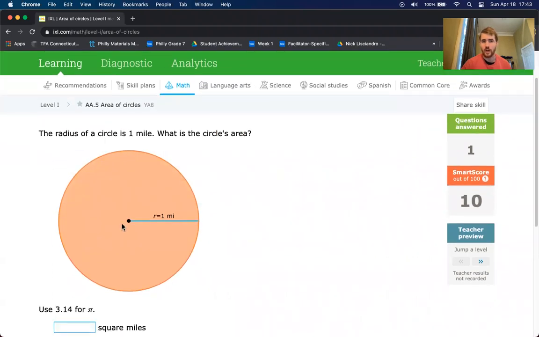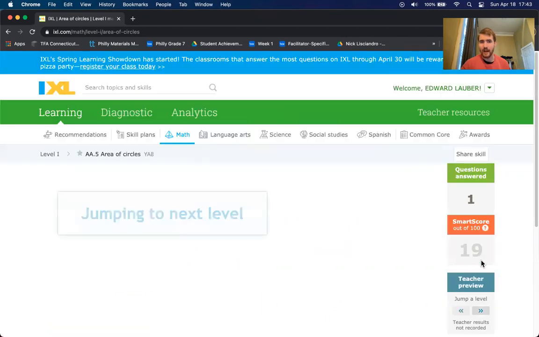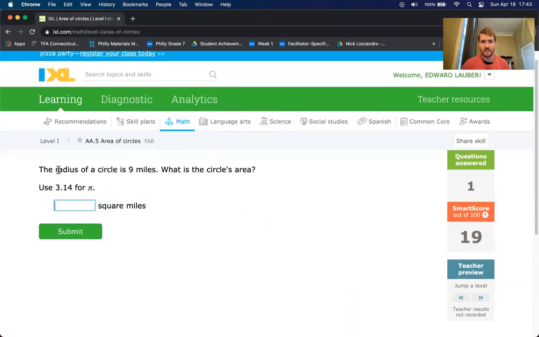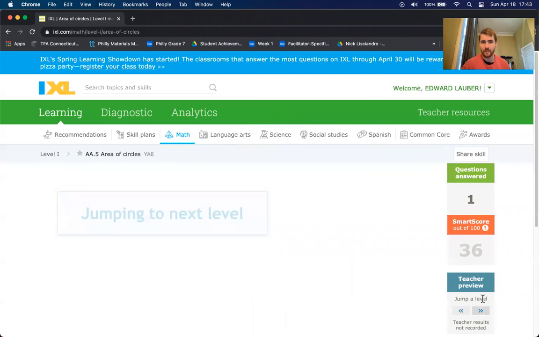So you go through, a lot of the problems are just like this. You're going to use the same formula, substitute it. As you go through, you're going to get to more difficult problems where it doesn't always show you a picture, but it's the same thing. It tells you what the radius is. So in this case, the radius of a circle is 9 miles. You have to find the circle's area.